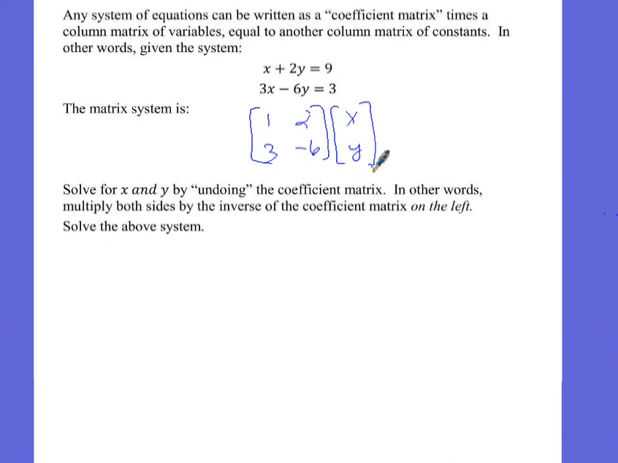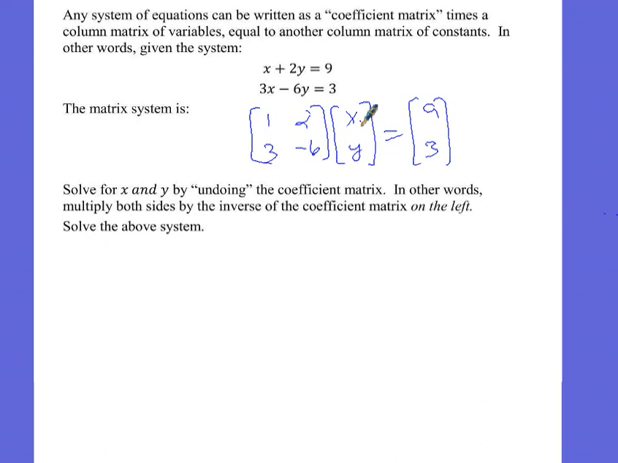Well, the 9 and the 3, so we have is equal to another column matrix of constants, and that's these guys right here. My answer matrix is on the other side, the 9 and the 3. So this is the matrix equation from the system of equations that I was given. Now if I wanted to multiply this back out, I could do that very easily. To multiply matrices, you multiply the row by the column to give you the element.